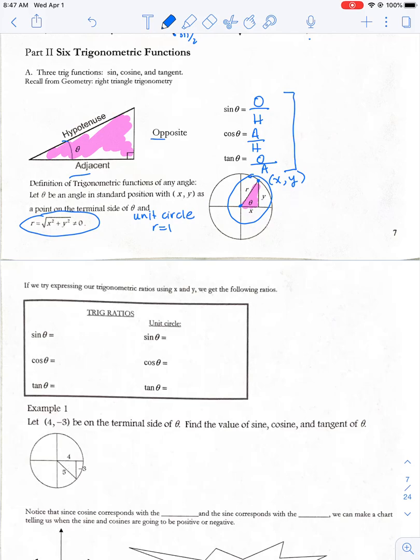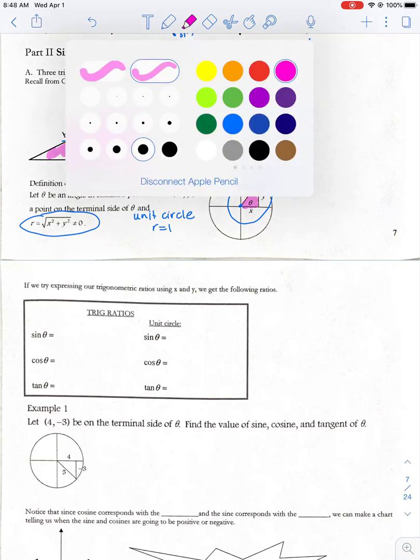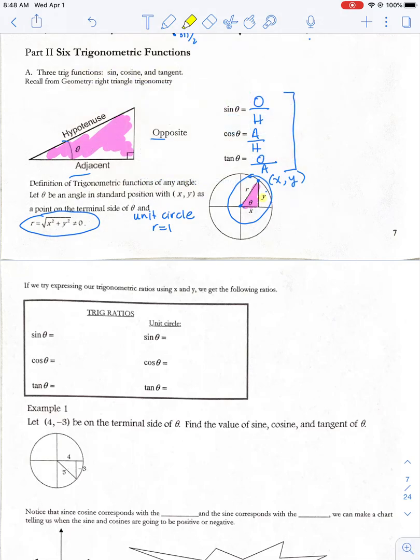So if sine is opposite over hypotenuse from this angle here, from theta, the opposite value would be y, and then the hypotenuse would be r. If I'm standing there, the cosine would be x over r. Okay, so that's where I'm going to pull the values. So let's go ahead and record those values on the next page.